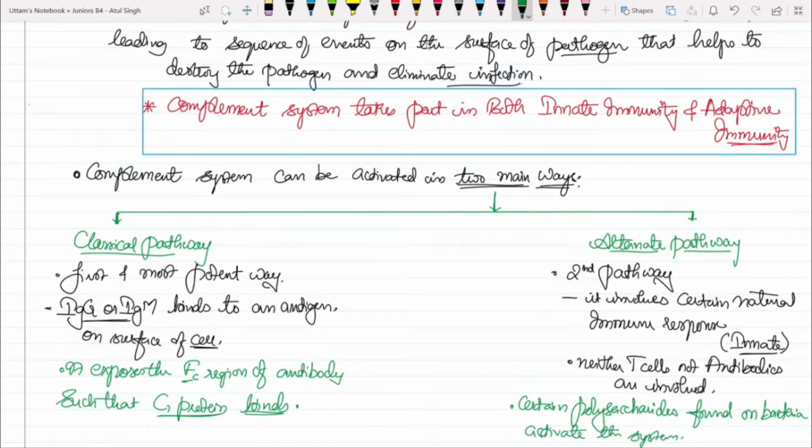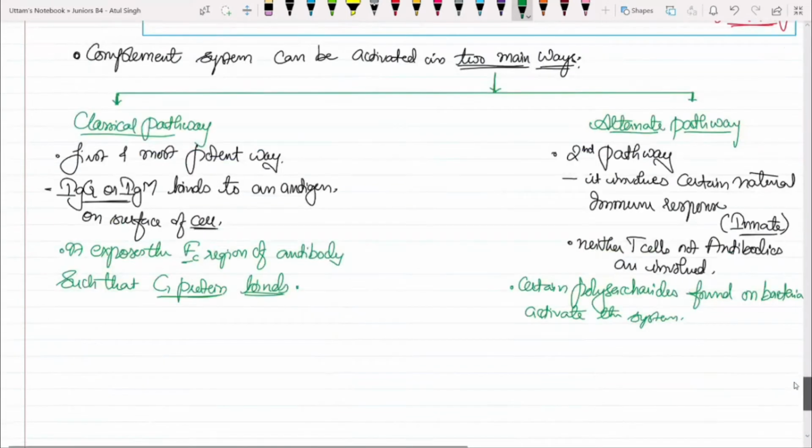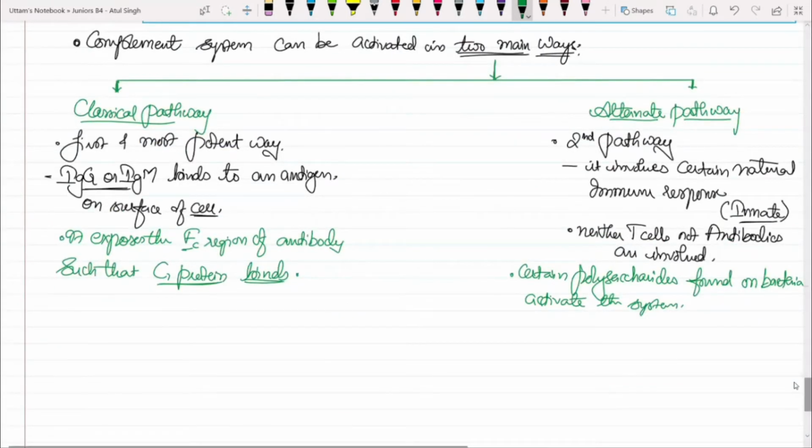See, students should have learned about the cell wall, cell membrane. Okay, cell wall and cell membrane. On the cell membrane, you remember there will be various types of polysaccharides, glycoproteins and all will be present. Okay, so like that, certain polysaccharides that are present on the cell wall, cell surface of the bacteria, they will activate. Okay, and this may occur instantly. Okay, this reaction may occur immediately.